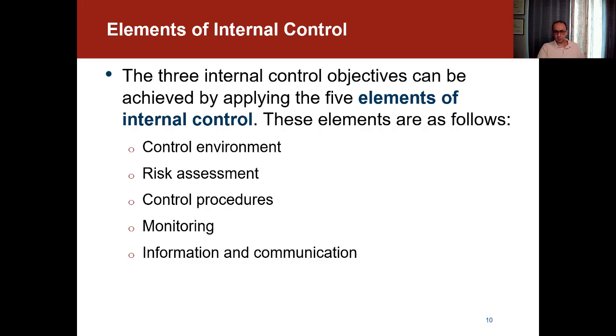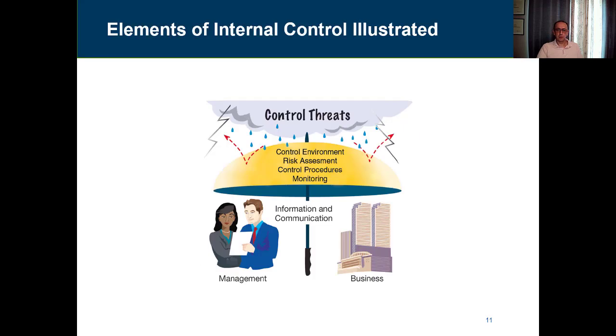Then we have the control procedures, then we have to monitor these control procedures, make sure that they're working effectively and efficiently. And then finally, we need to have some form of information and communication that would hold this control system together. So again, this diagram here explains the control environment, risk assessment, control procedures, monitoring. These are considered to be the umbrella that protects management and business from any kind of control threats. Information and communication is considered to be like the umbrella arm that actually holds all these other elements together.